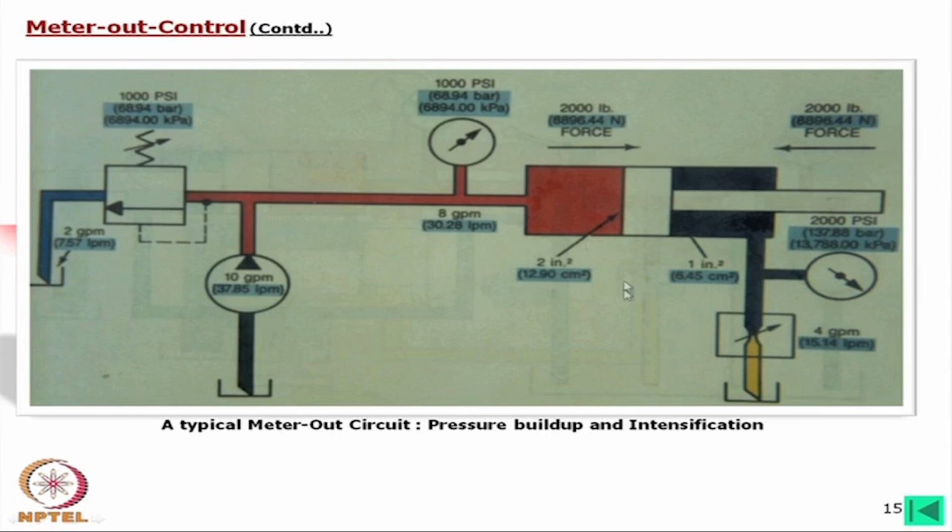Now, here the 2-inch piston, therefore the force is 2000 pound. This side, in normal course, can go up to 2000 pound. That means the pressure on this side will be very high, because there is only a 1 inch piston. This rod area will be subtracted from the piston's area.